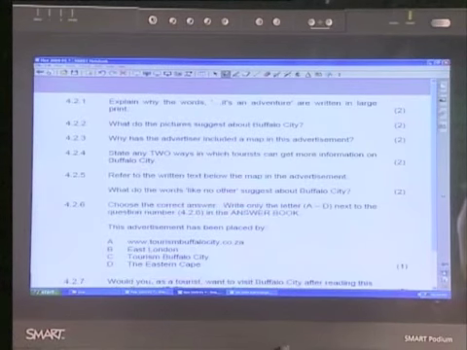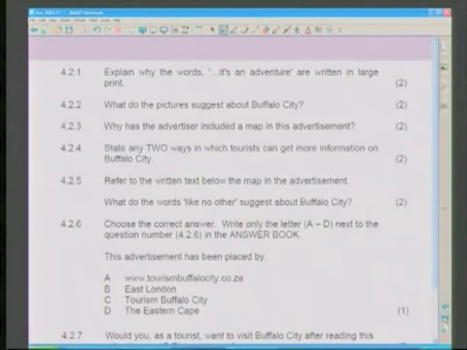Now, let's look at our questions. 421. Explain why the words "it's an adventure" are written in large print. Aha! Didn't I warn you earlier about the writing? The type of letters that you would get on a picture in an advert. They have a role to play. They are not there because some people cannot see small letters. They have a very important role to play.